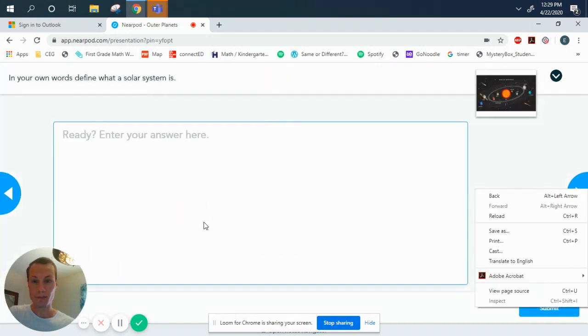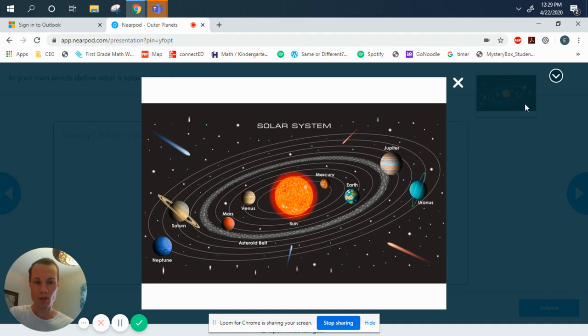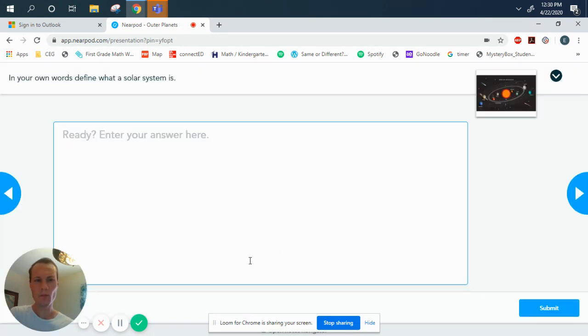Here we go. Starting off with an open-ended question. In your own words, what is a solar system? How would you define it? This is our solar system with the sun in the middle. You got the planets Mercury, Venus, Earth, Mars, Jupiter, Saturn, Uranus, Neptune. We got some comets. What is a solar system?